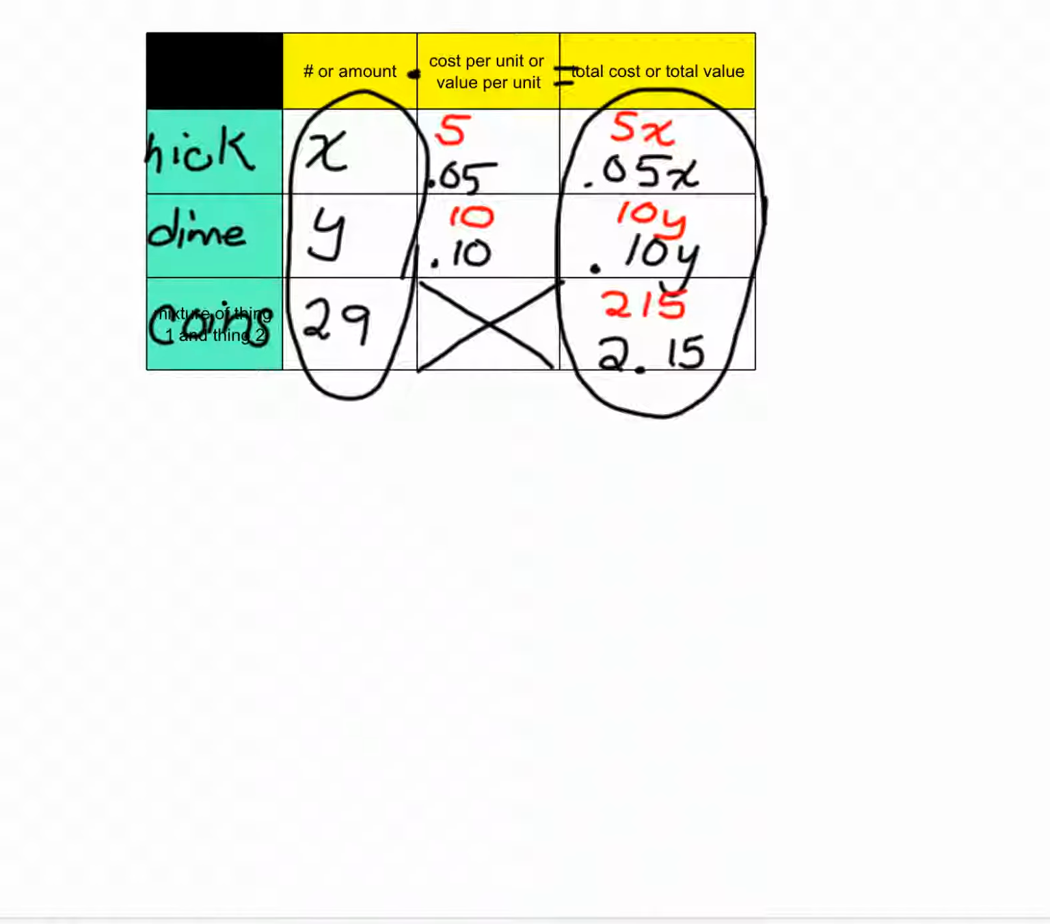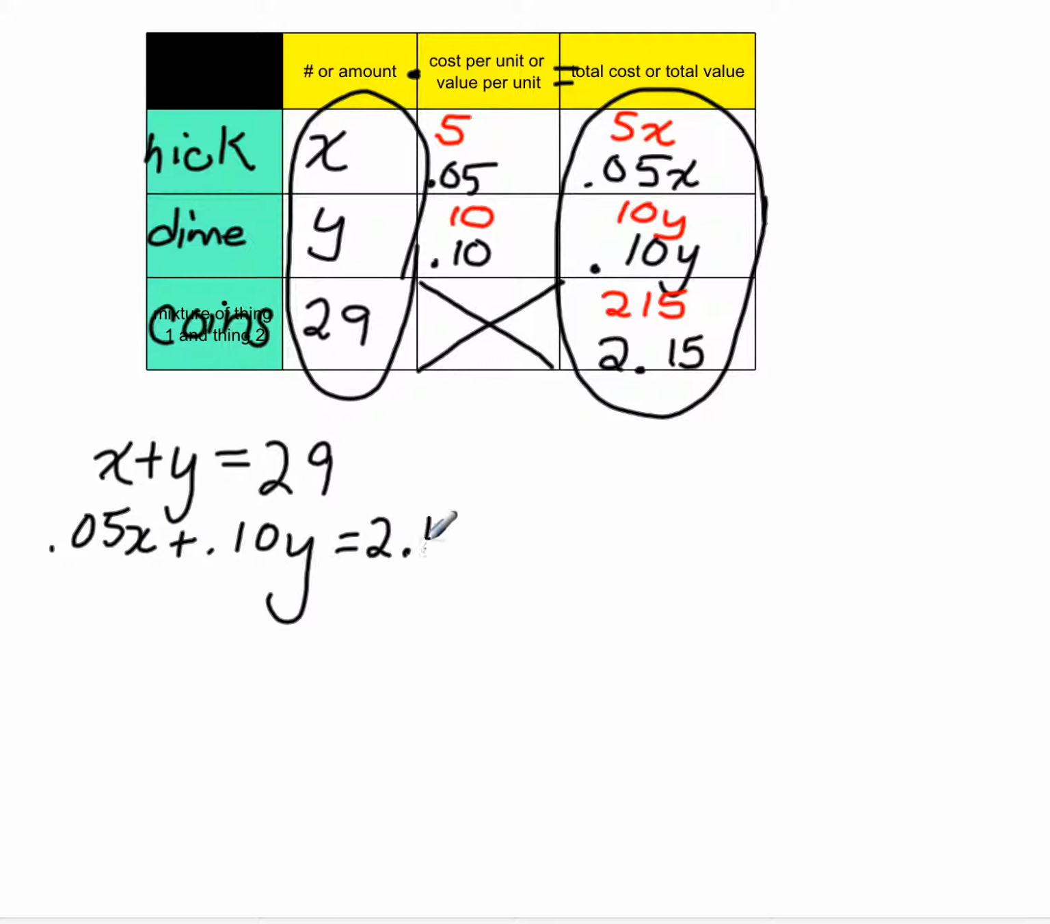Okay, so my first equation, if I follow the black, is going to be x plus y equals 29, because that's my total coins. My second equation is found right here: 0.05x plus 0.10y equals 2.15. So 2 equations, 2 unknowns, and now I can use substitution or elimination to solve it. My personal favorite happens to be the red form, just because I think it's a little easier to work with: x plus y equals 29, and 5x plus 10y equals 215.